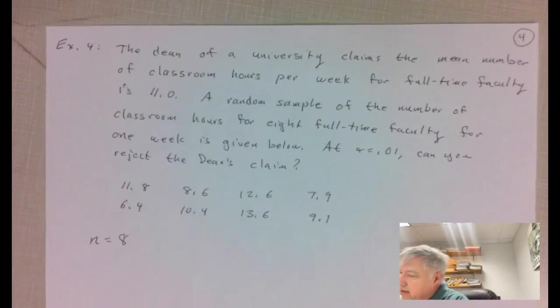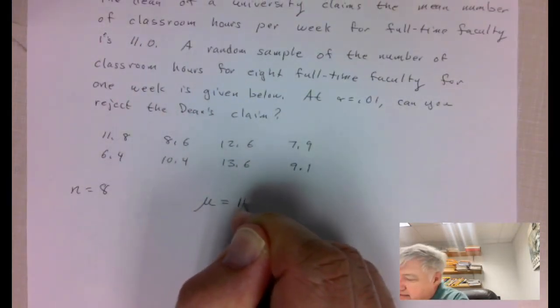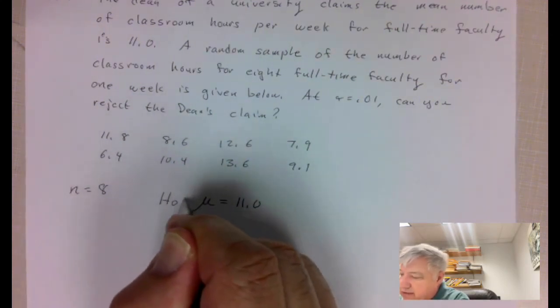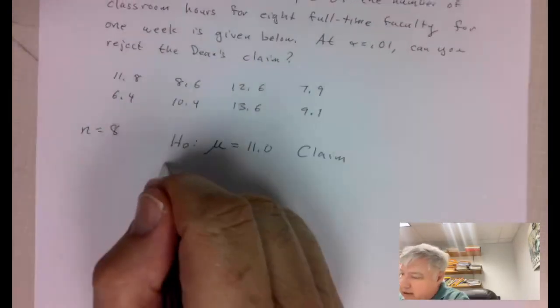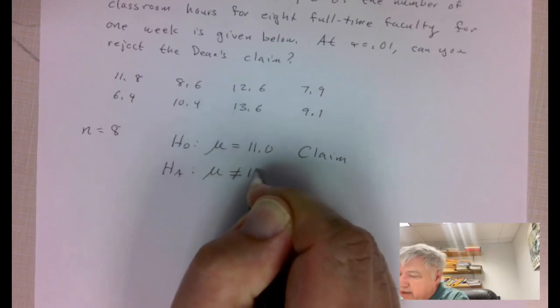And the claim says that the mean number of classroom hours per week is 11.0. So the claim says that mu is equal to 11. That has equality in it, so that's our null hypothesis as well as our claim. And the alternative hypothesis says mu is not equal to 11.0.